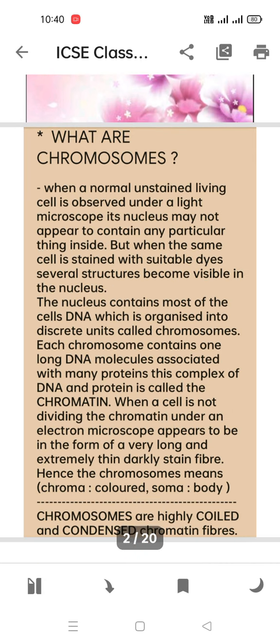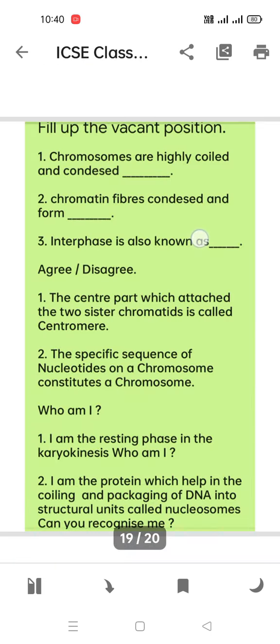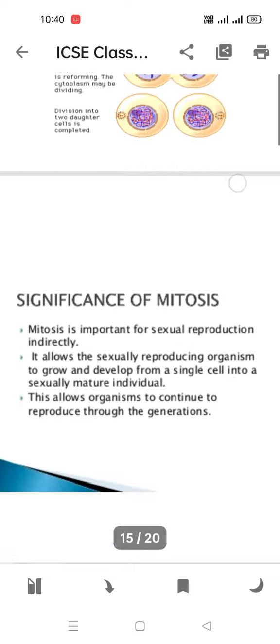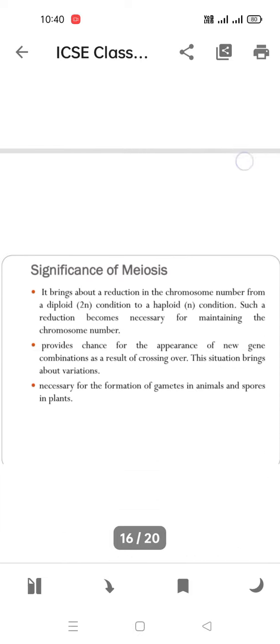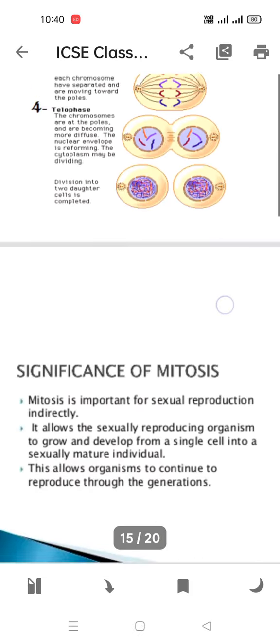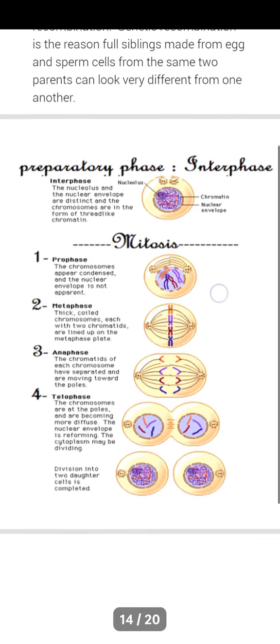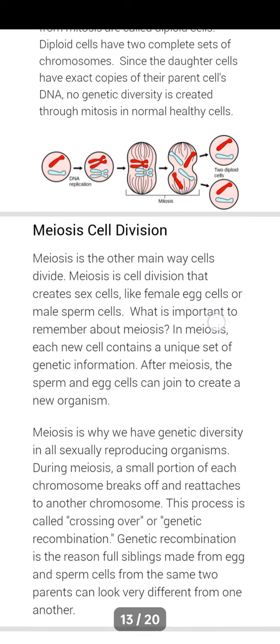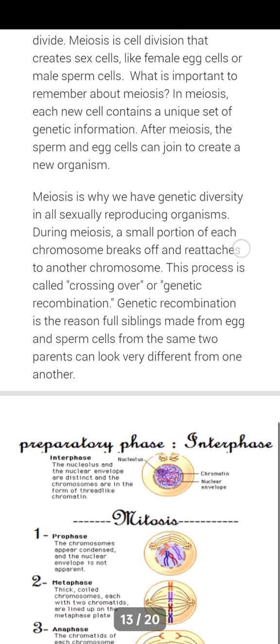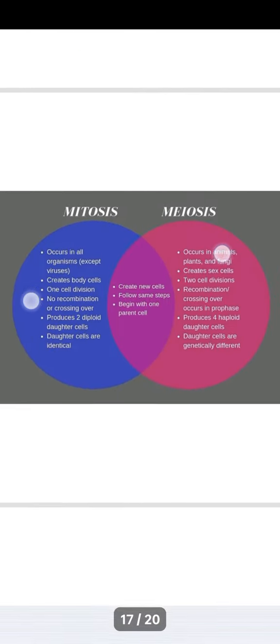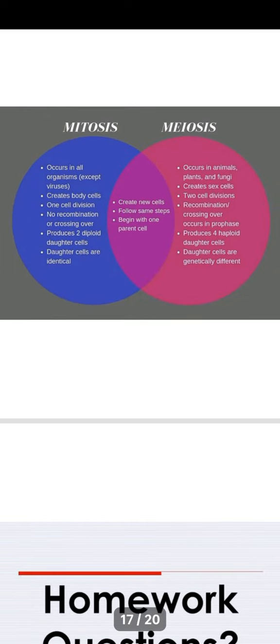If you have any doubt, please tell me in the comment section, and just read this part: significance of mitosis, significance of meiosis, and difference between mitosis and meiosis once again, and this one as well. Don't forget to read this one. Means no need to read mitosis and meiosis so lengthily. Just read this one. That's why I applied this image, so that it will be easy for you.